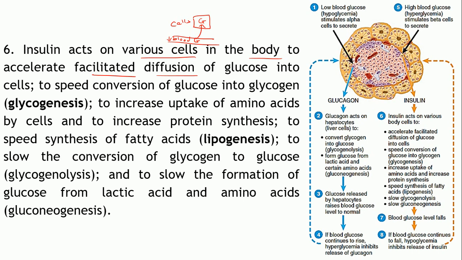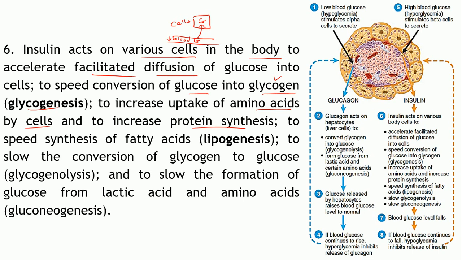Also it will promote this particular process, glycogenesis. What do you mean by glycogenesis? Conversion of glucose into glycogen. So glucose molecules will link together to form glycogen. Glucose is stored in the liver in the form of glycogen, right? So glycogen synthesis will be increased. Another action is to increase the uptake of amino acids by the cells to increase protein synthesis. So protein synthesis will be promoted. The conversion of these amino acids to glucose, gluconeogenesis, will also get slowed down because of this.